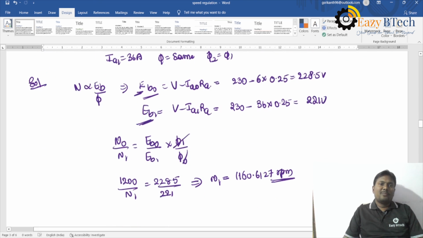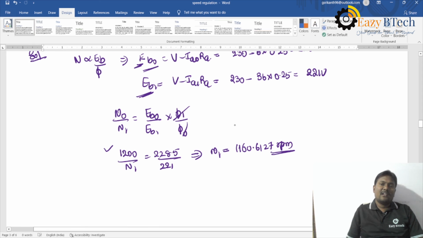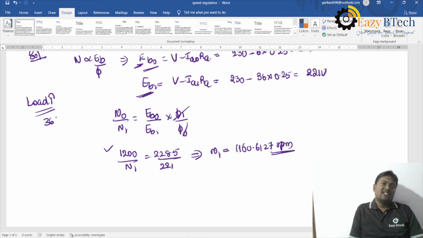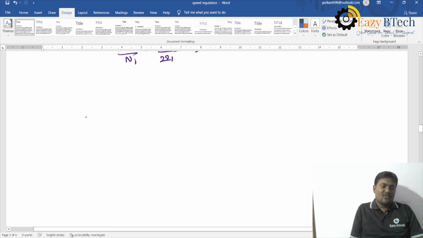The no load speed is 1200, but if the load increases, that means for 36 amperes, definitely the speed will be reduced. Check that the speed is less than 1200 or not. Yes, it is less than 1200.